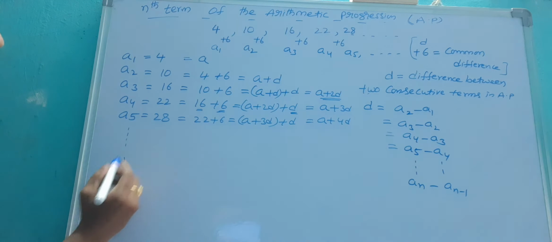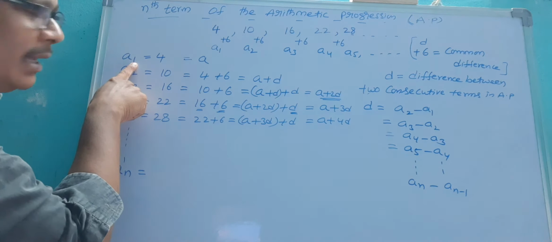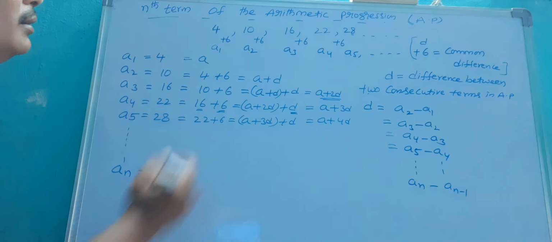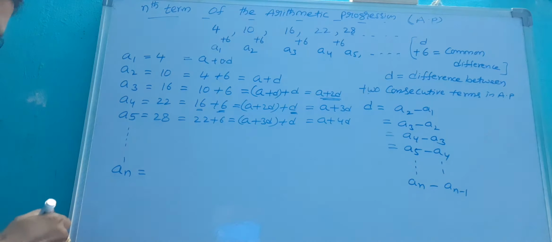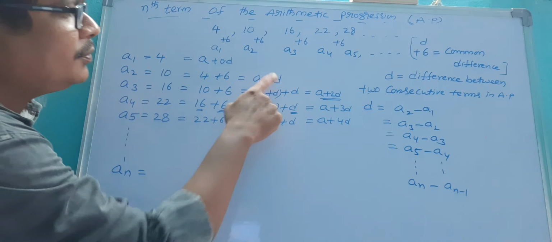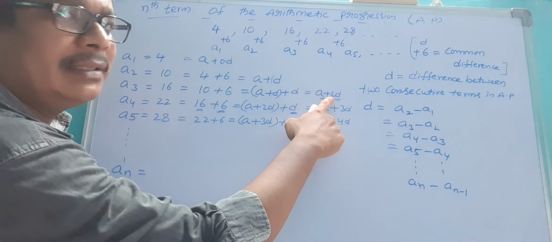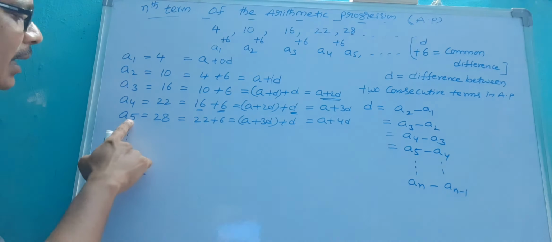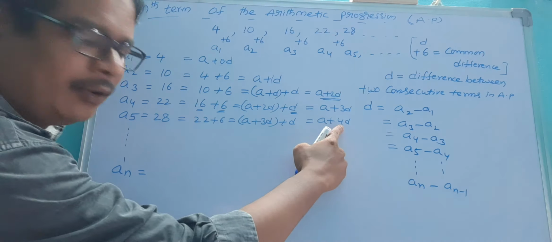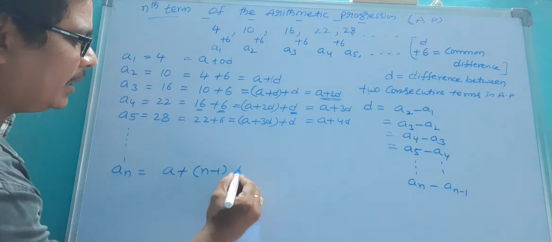Okay, so now you write the nth term An. How to write the nth term? What you observe here: for term number 1, the coefficient of D equals 0. Here term 2, the coefficient of D is 1. Here term 3, the coefficient of D is 2. Term 4, the coefficient of D equals 3. Term 5, the coefficient of D equals 4, as well as the nth term A plus n minus 1 into D.